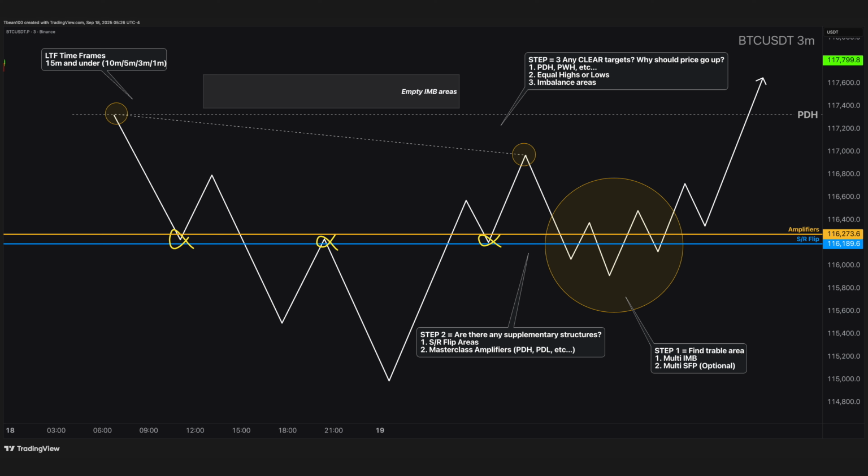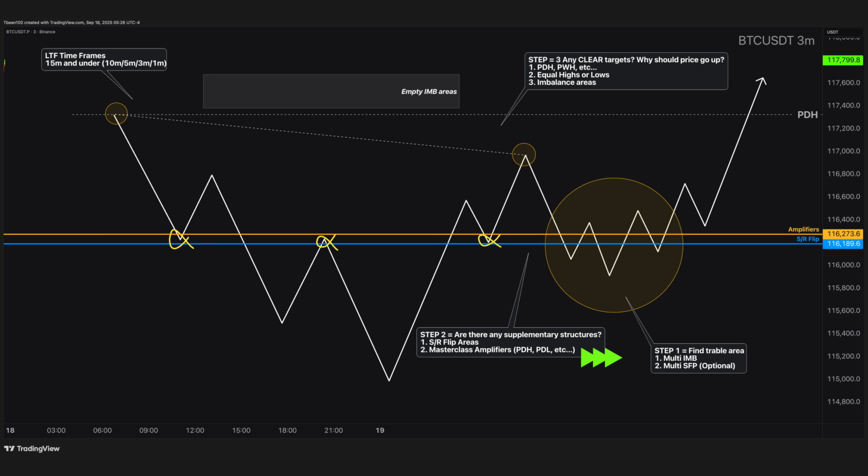We need clear targets because we always want a reason for the price movement. Why should the price move up? Why should the price move down? Usually, it is because the price is heading to hunt specific levels or liquidity. That's why having clear targets is so important.